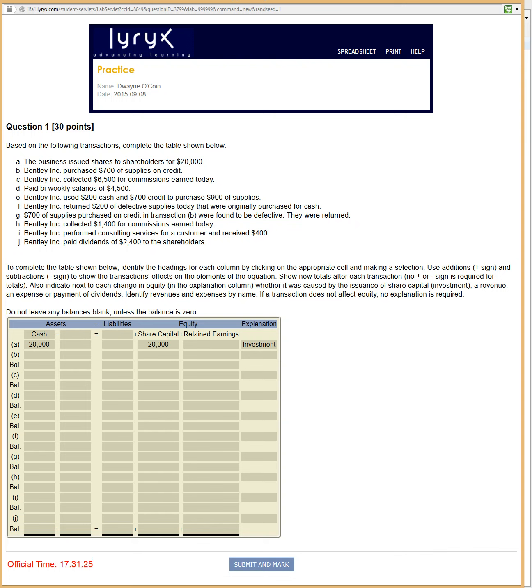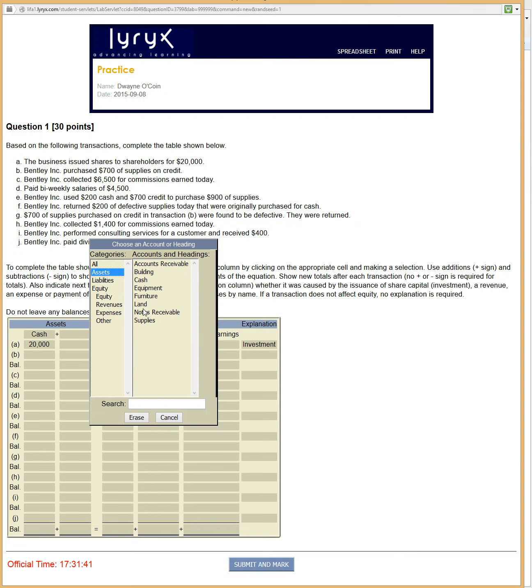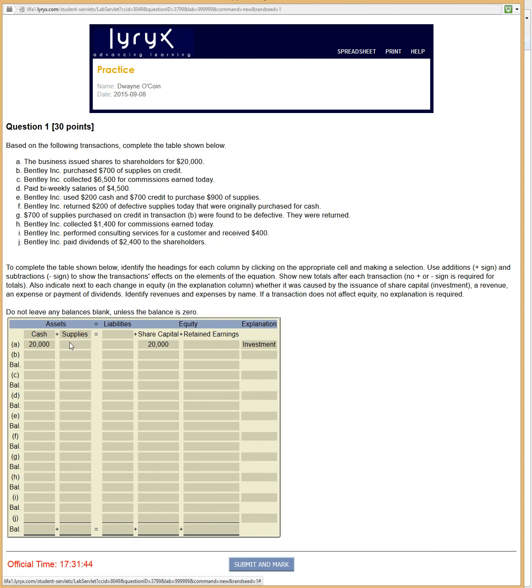Then it says we purchased 700 of supplies on credit, so that means that we have a new asset of supplies. So we have new supplies of 700. So that's an increase. We're supposed to put in increases with positive numbers and decreases with negative numbers. And it says we purchased on credit, so that means our liability went up by 700 as well.